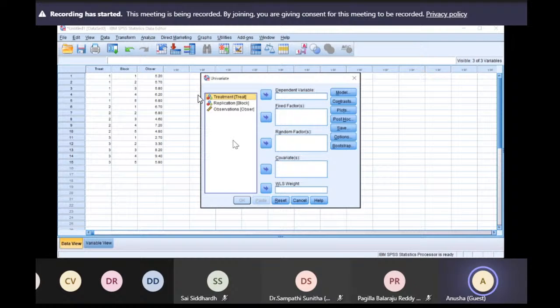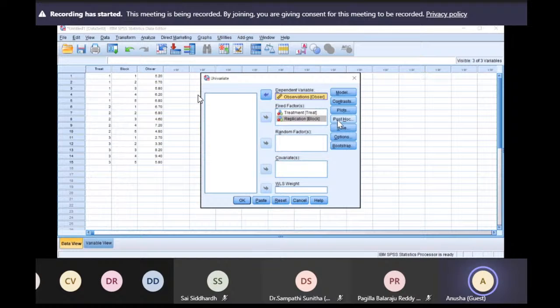Now whatever the fixed effects are, the treatment effects are fixed, and whatever the blocks are also fixed. Okay. Now suppose if any one is random, then you have to send it to here. Suppose treatment effects are random, then it is not analysis of variance, it comes under the part of variance component analysis. Okay. Now the observation that you send to the dependent list.